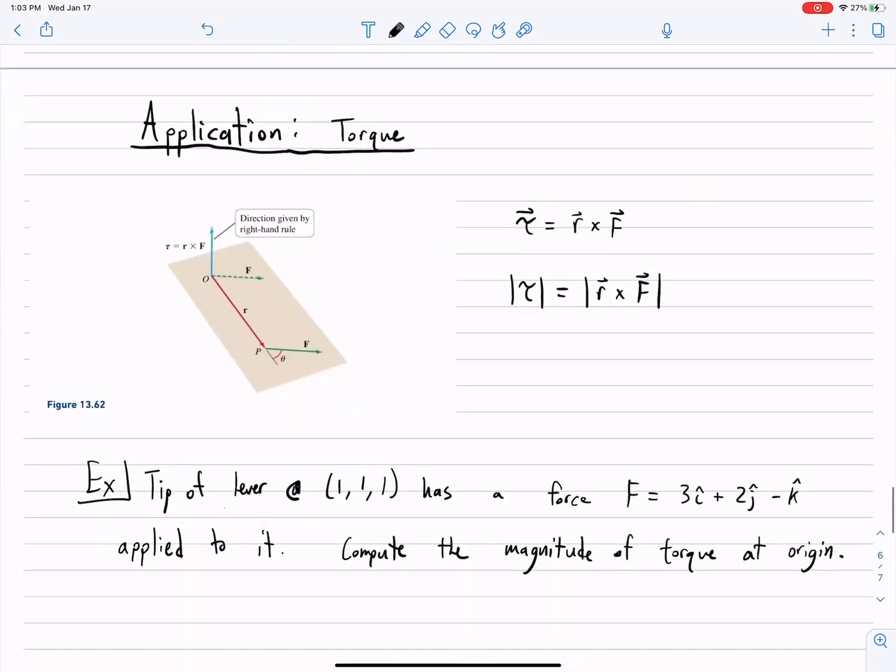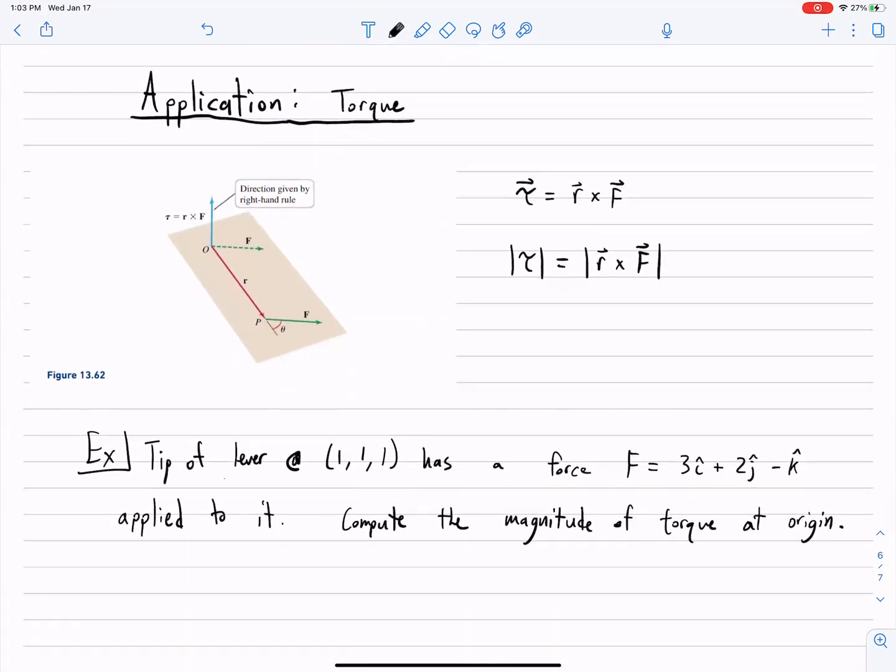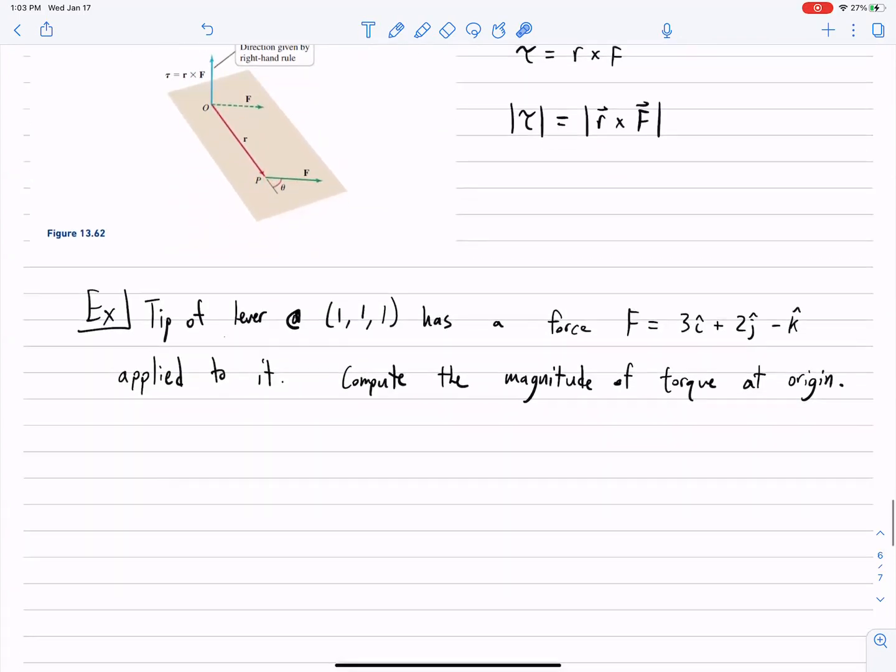Finally, the last thing we'll talk about is application of torque. So with torque, you have a radial vector that's acting as your arm or your fulcrum, and then you have a force applied to the tip of that vector. And then the torque is just the cross product. Let's say we have a tip of a lever at the point 1, 1, 1 that has a force applied to it. Compute the magnitude of the torque at the origin.